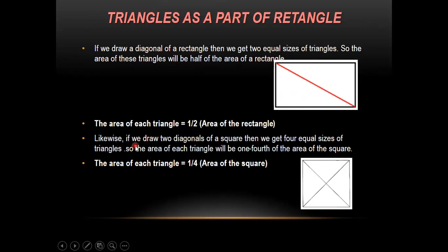Likewise, if we draw two diagonals of a square, then we get four equal-sized triangles. So the area of each triangle will be 1/4 of the area of the square. See, in the same way, here you can draw the diagonals. So the area of each triangle is 1 by 4 of the area of the square.